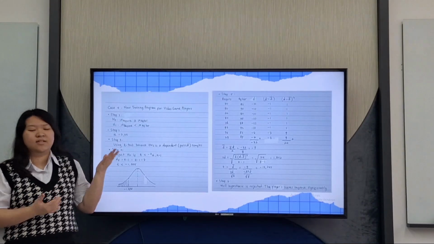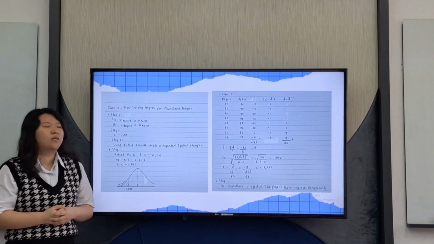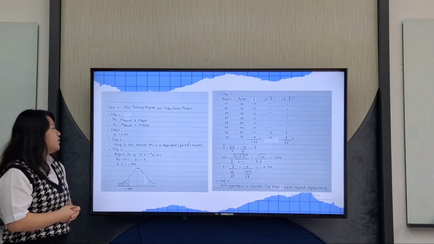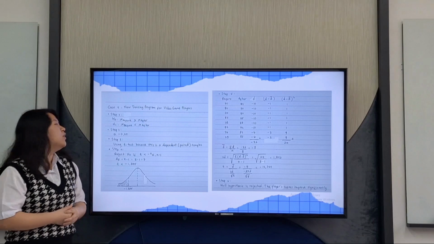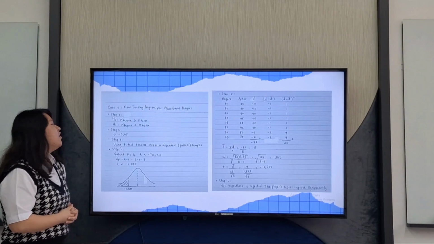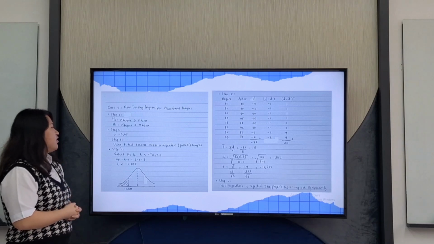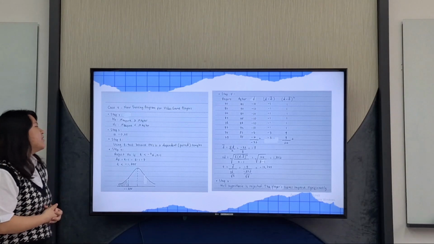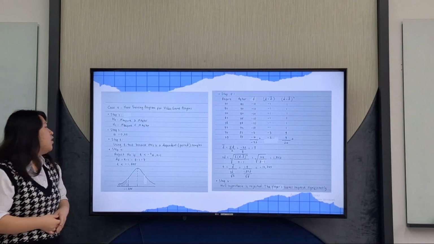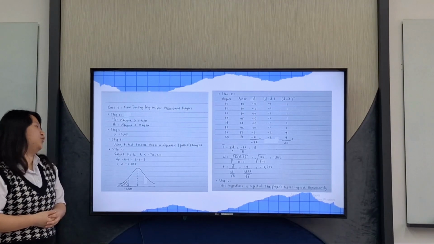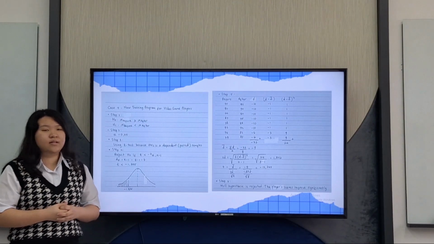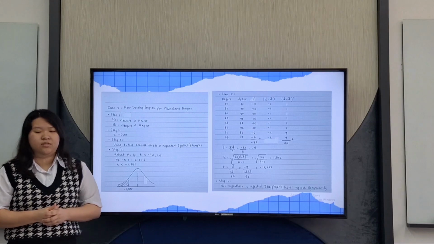Okay, so next, this is the solution that we write manually. The first step is to determine the hypothesis, which is the null hypothesis and the alternative hypothesis. The null hypothesis is mu before is greater than or equal to mu after, and the alternative hypothesis is mu before is less than mu after. And for the next step, which is step 2, the level of significance is 0.05. And for step 3, we will use t-test because this is a dependent or paired samples.